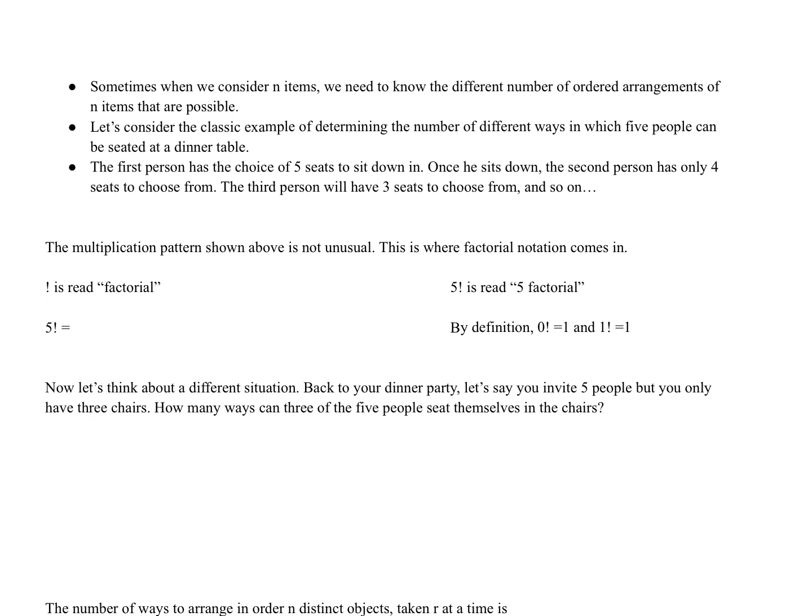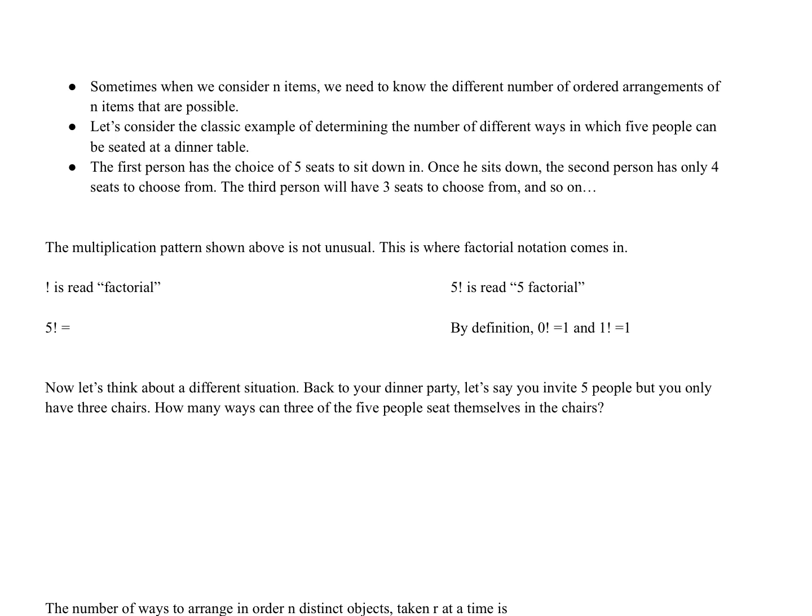So when we consider n items, sometimes we need to know the different number of ordered arrangements that are possible. Sometimes it didn't matter what you ordered first, like in the example we just did with McDonald's. We didn't really care what order it came in, but sometimes order does matter. A classic example of this is determining the number of different ways in which 5 people can be seated at a dinner table.